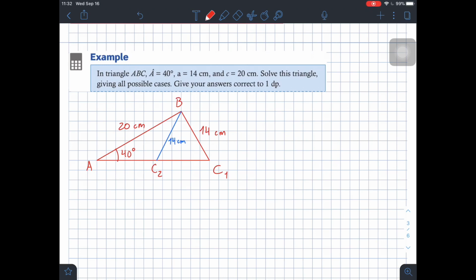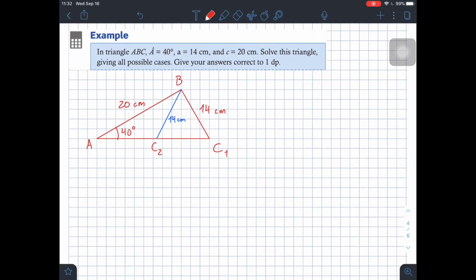Okay, so let's solve this triangle. To solve the triangle, we need to find all of the angles and sides of the triangle, right? So for this side b, we would have two possibilities for side b, right? In one case, from here to here, this would be B2, and from here to here, we would have the other possibility of b, which is B1.